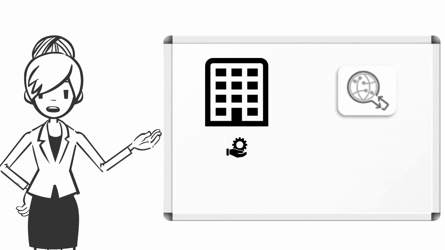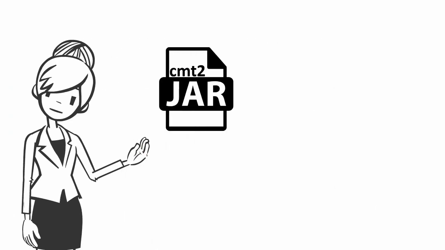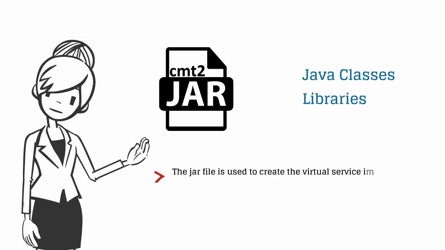The developers in Finnair Airlines can integrate CA API Management and CA SV. They would then be able to quickly select a service exposed by CA API Management and virtualize it by using the WSDL file. You will need to use a jar file to integrate CA API Management and CA SV. The jar file contains all the required Java classes and libraries to integrate CA API Management and CA SV. The jar file is used to create the virtual service image from CA API Management.